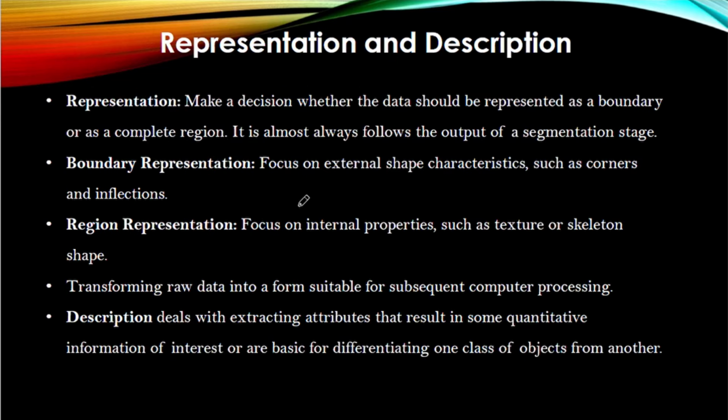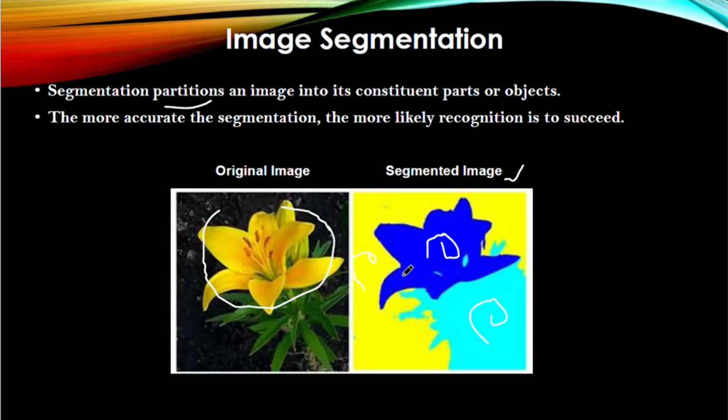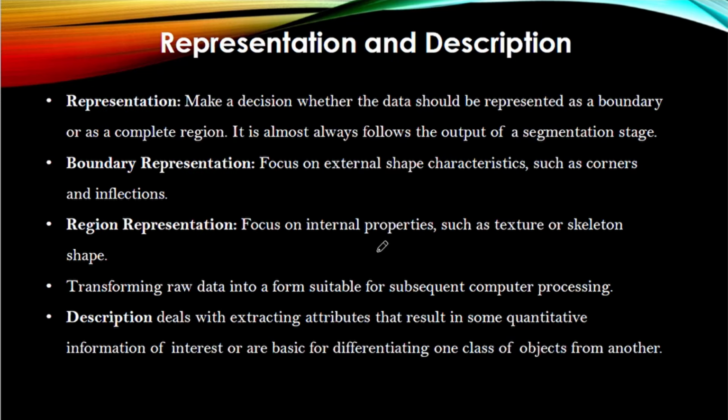Suppose if it is boundary representation, we must focus on external shape characteristics such as corners and inflections. If it is region representation, focus on internal properties such as texture or skeleton shape. See this, I told you, this is the internal property. We focused on regions. It comes under region representation. So what can we do with the representation? We can transform raw data into a form suitable for subsequent processing.